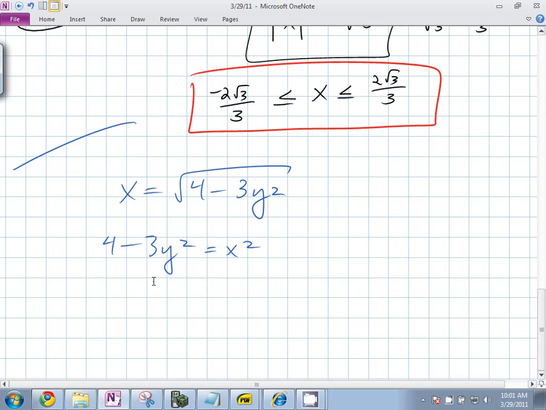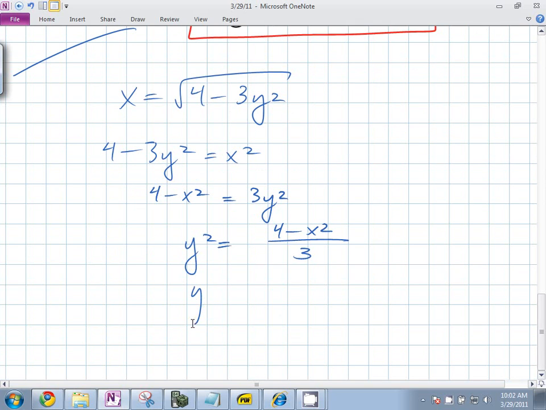So what do you get? 4 minus x squared is equal to 3y squared. So what does y squared equal? 4 minus x squared over 3. So y is equal to plus or minus the square root of 4 minus x squared over 3. Now, you have to choose, is it going to be the upper half or the lower half? And what's a good way to do that?